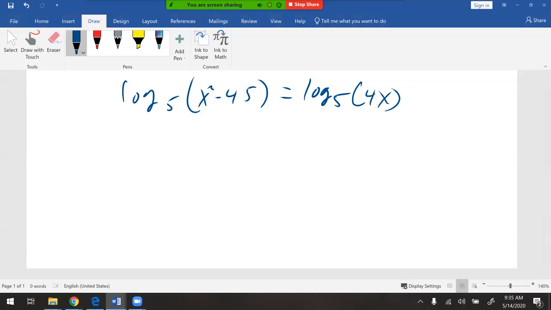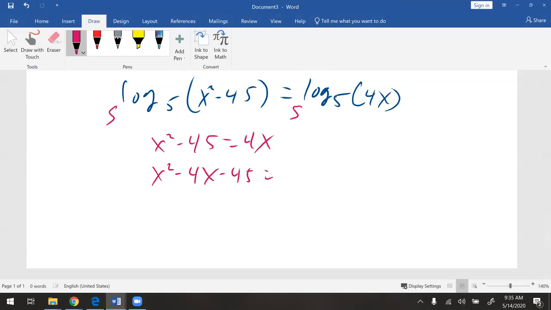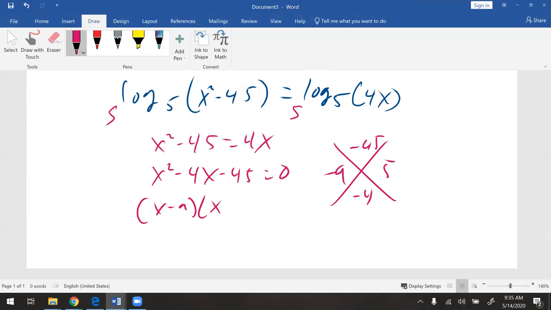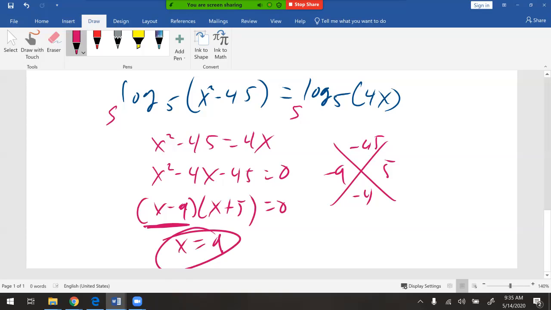Okay, so now what we do is we attach a 5 to the bottom of both of these. Why? Because it's base 5. So we have x squared minus 45 equals 4x. We're going to move the 4x to the other side. x squared minus 4x minus 45 equals 0. Let's find two numbers that multiply to -45 and add to -4. It's 9 and 5, and 9 is negative. So x minus 9, x plus 5 equals 0. And the only one that's going to work is this one. So x equals 9. Voila, done.